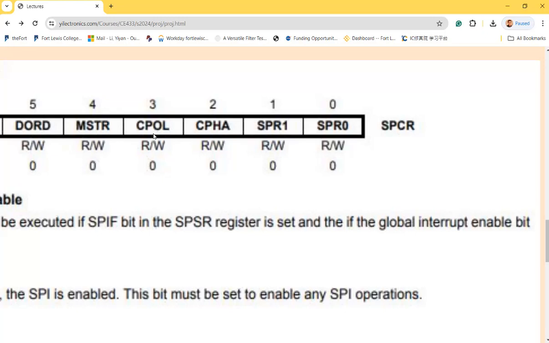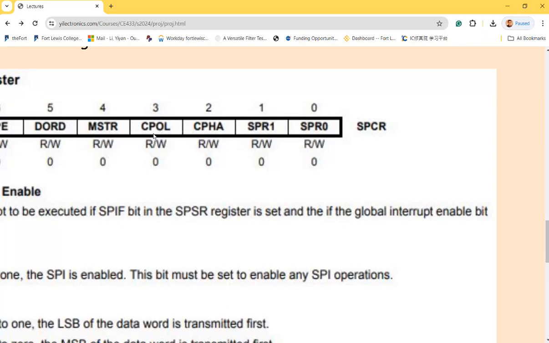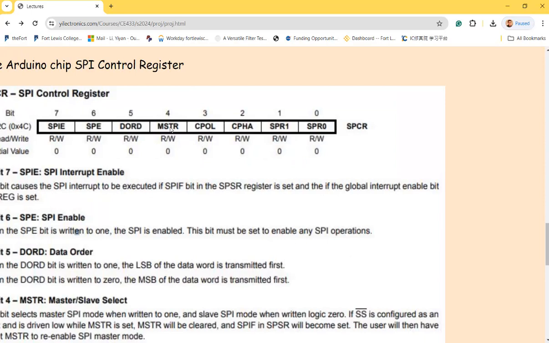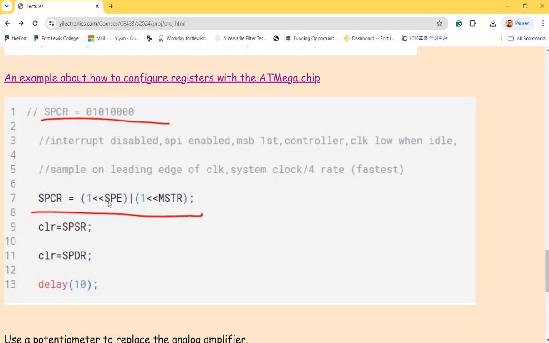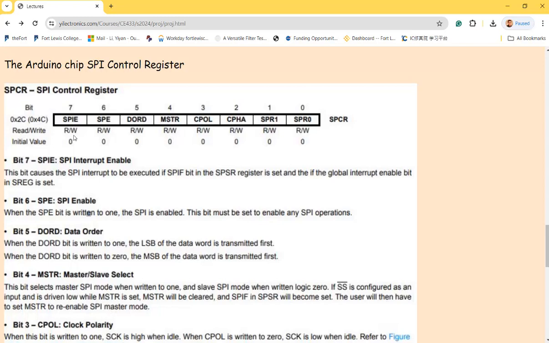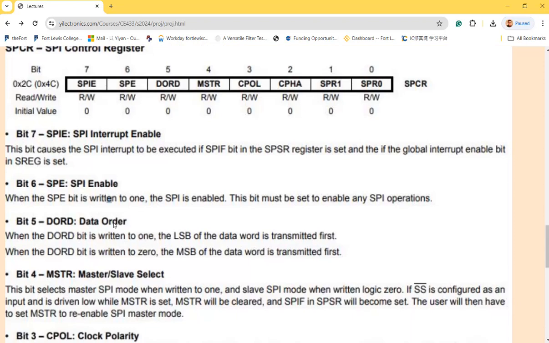Yeah, polarity and phase. Can you configure these 2 bits in the SPI module in the Arduino chip? Yes. You just write a 1 or zeros into these 2 bits. You got that SPI's mode configured. Okay. So I think this tutorial showed you how to configure SPE or MSTR. These are 2 different bits in this configuration register, SPE and MSTR. And you can read the document to find out the functionality of these.